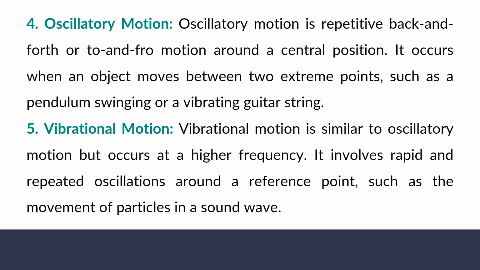Oscillatory motion. Oscillatory motion is repetitive back and forth or to and fro motion around a central position. It occurs when an object moves between two extreme points, such as a pendulum swinging or a vibrating guitar string. Vibrational motion. Vibrational motion is similar to oscillatory motion but occurs at a higher frequency. It involves rapid and repeated oscillations around a reference point, such as the movement of particles in a sound wave.